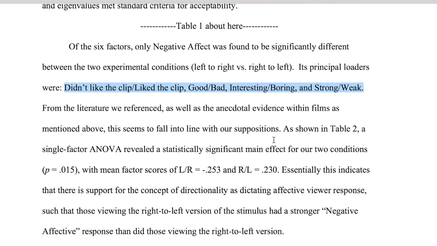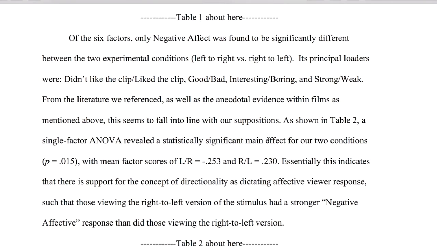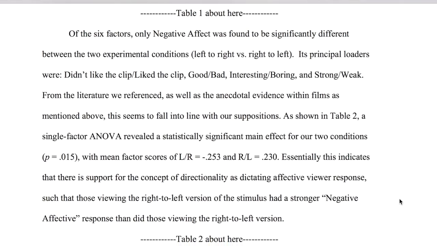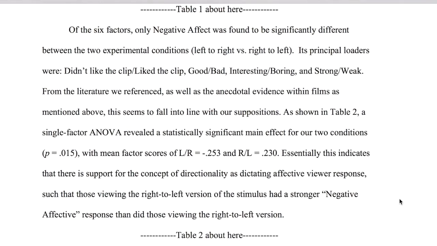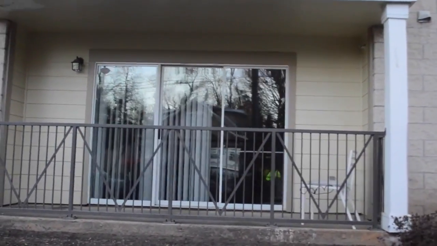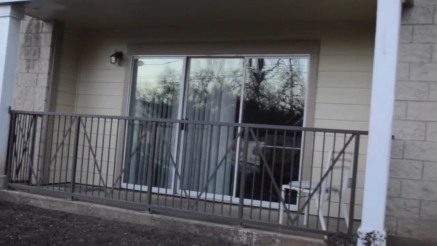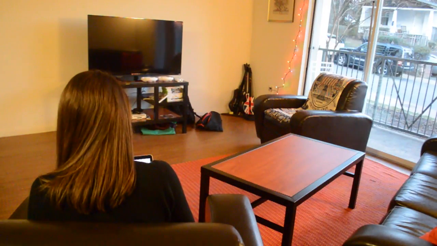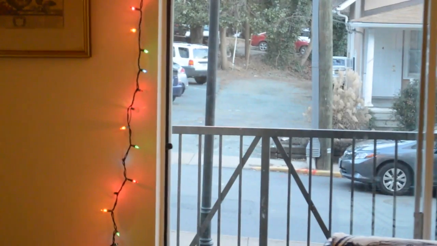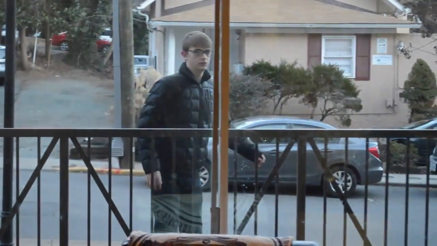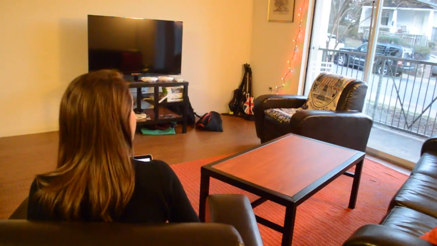Similar phrases, including didn't like the clip, liked the clip, good, bad, interesting, boring, and strong and weak, were the phrases that differed the most between the 2 videos. So for the left to right video, members consistently used words like good, interesting, and strong, while the ones who saw right to left used words like bad, boring, and weak. Audiences perceived left to right movement positively and right to left movement negatively.